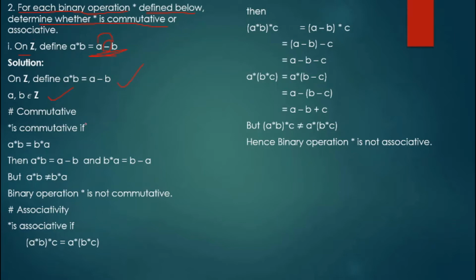So for commutative, what do we write? We know that when it is commutative, A star B is equal to B star A. So the same thing we'll check. A star B is equal to A minus B and B star A is equal to B minus A, which is never equal. So A star B is not equal to B star A. Hence binary operation star is not commutative.